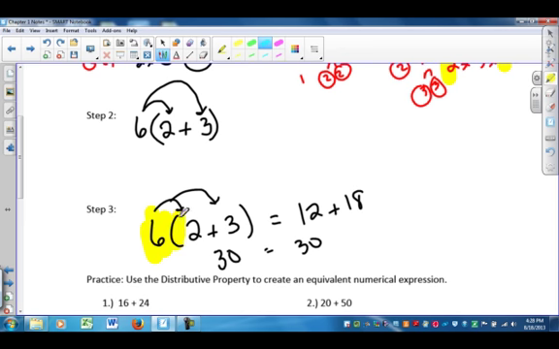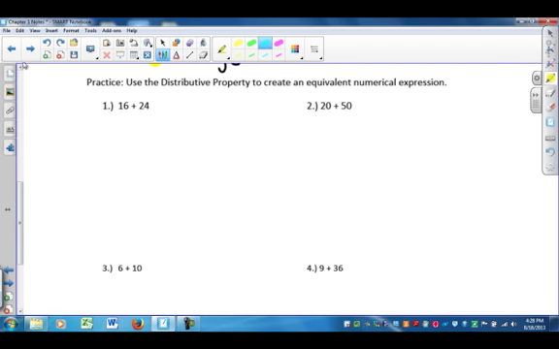But I don't want you guys to get confused here. This is the answer that I'm looking for. I'm looking for the GCF and then the problem on the inside of the parentheses that gets you back to the original. Here we go.